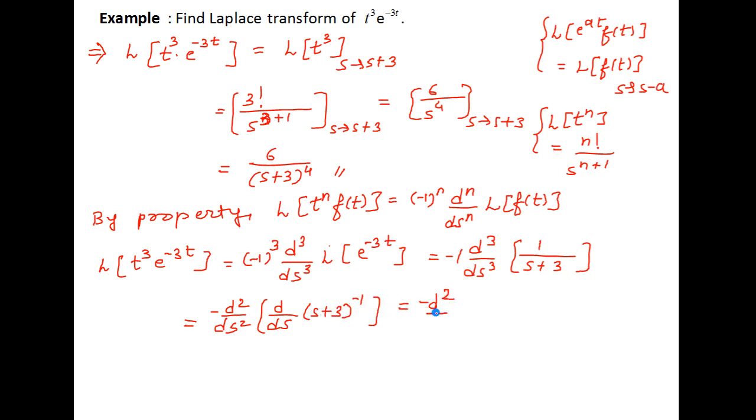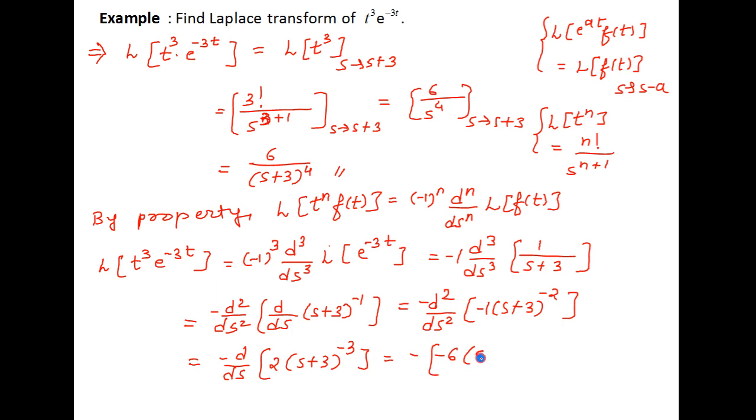So it is minus d square upon ds square. What is the derivative? Minus 1 into s plus 3 bracket raised to minus 2. Similarly, taking the second order derivative, we can write here minus 2 into minus 1, plus 2, s plus 3 bracket raised to minus 3. And again differentiating the term, we can write here minus 3 into minus 2, minus 6, s plus 3 bracket raised to minus 4. And then minus minus is plus 6, and since the power is negative, we can shift the term to the denominator, bracket raised to 4.